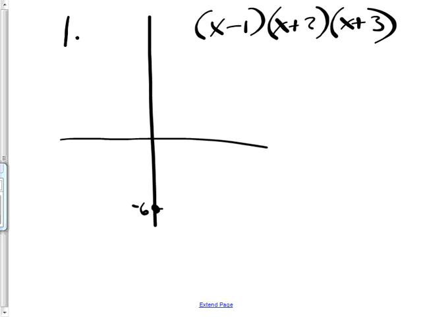And that's degree 3 because there's a 1 and a 1 and a 1. You add them all up and you get degree 3. All right, so if this is degree 3, then it's odd. That means that since it's leading with a positive number, it's going up on the right and down on the left. I would make little arrows like that.